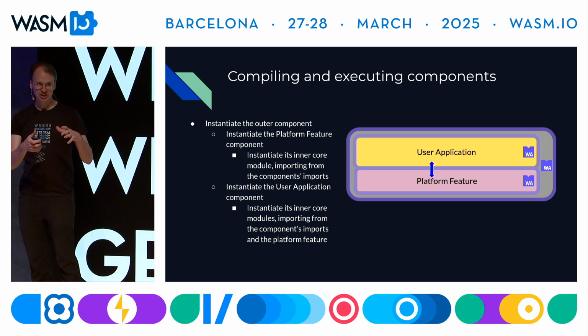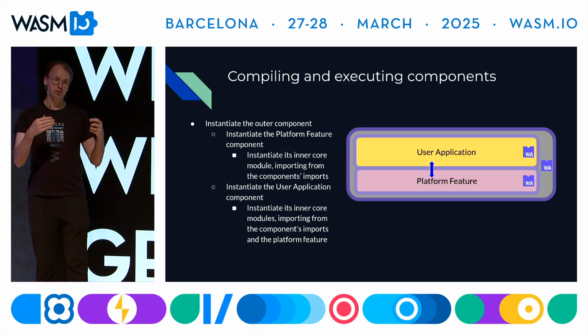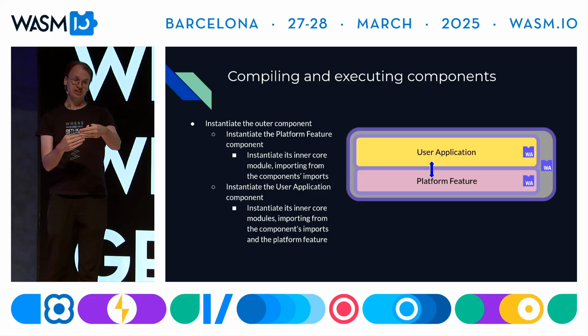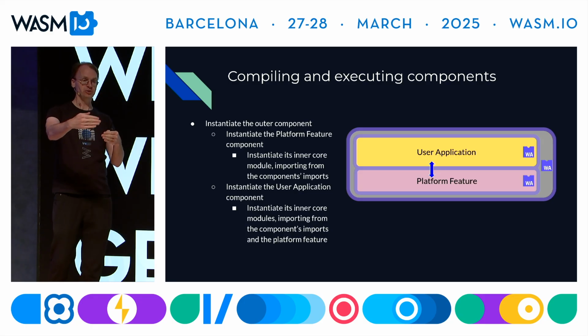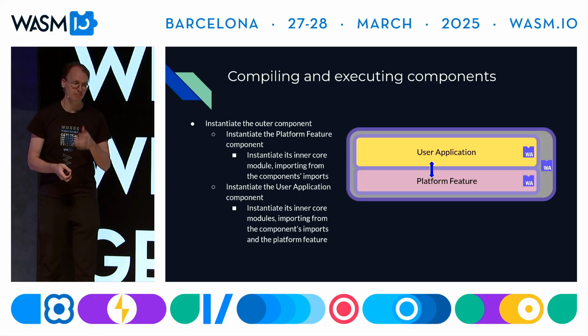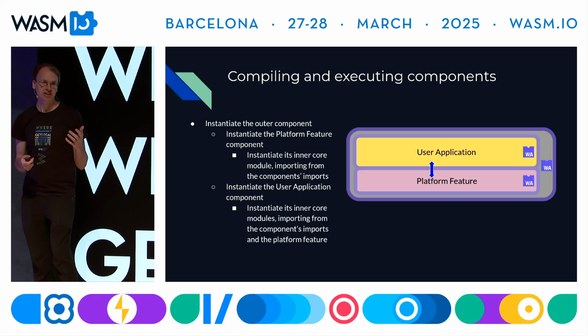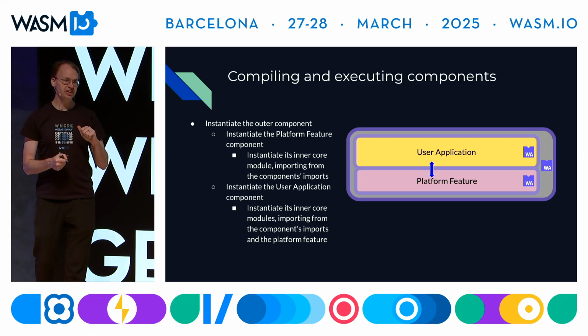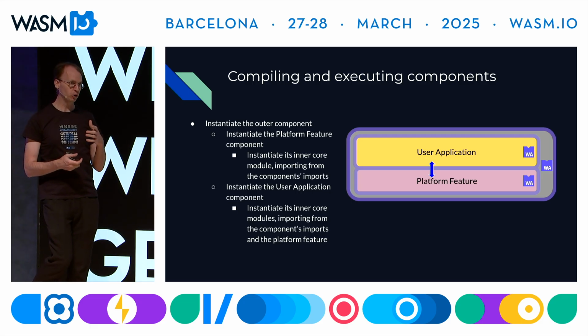So the component essentially acts like a script saying, here's what to do. Instantiate this thing, then use it to instantiate this thing, use it to instantiate this thing. Essentially walks through the process of instantiating core Wasm modules. And one of the key properties here is that from the perspective of the host environment, instantiating a component is essentially using the same logic we already have for instantiating core modules.